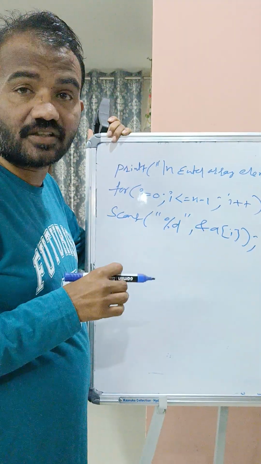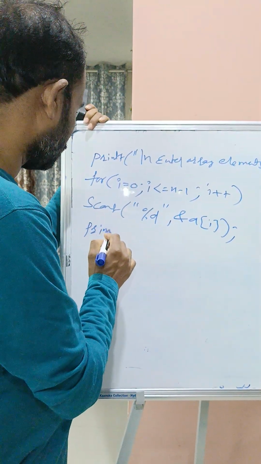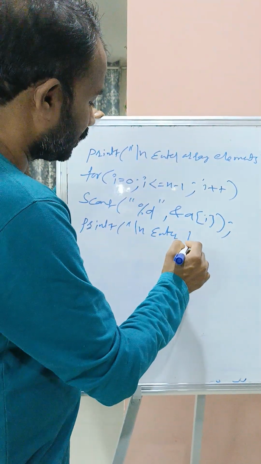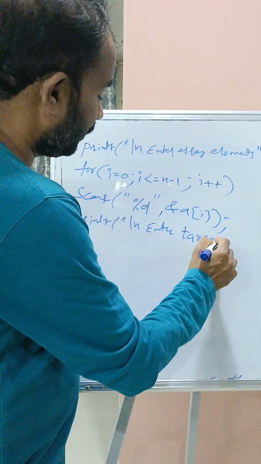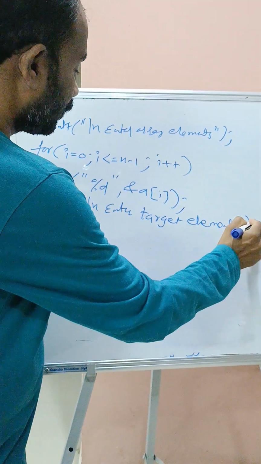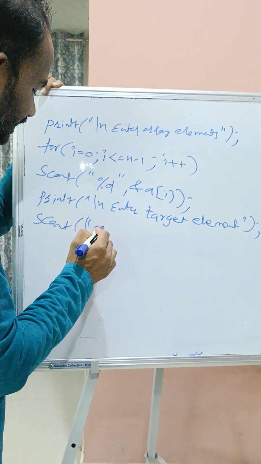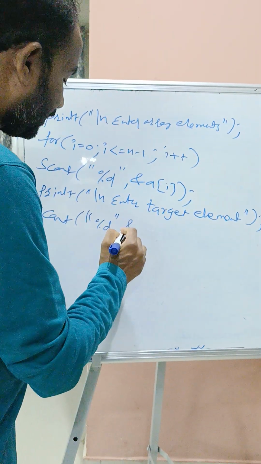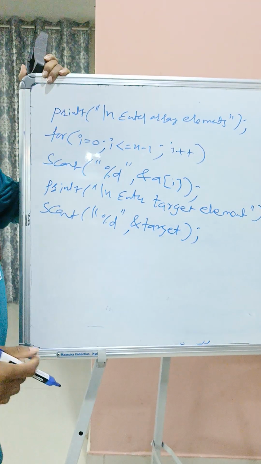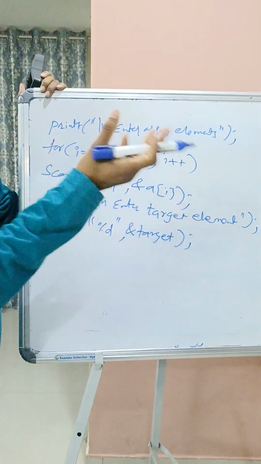Now what is our third step? We need to enter the target element. printf("\nEnter target element"); then scanf("%d", &target). So what is the name of the target element? Target only. Right? So now we need to compare with the first element.